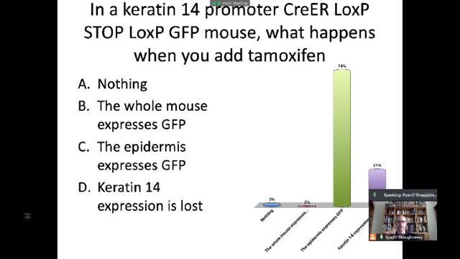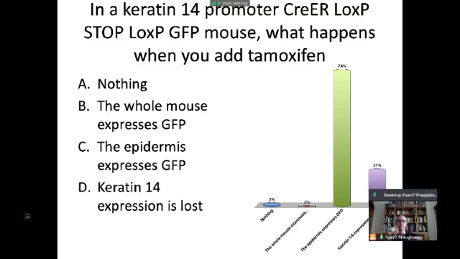So in the presence of that stop codon, GFP won't be translated. When we add the tamoxifen, the Cre-ER will cut at that LOXP, removing that stop, allowing GFP to be expressed. So that's what happens when we add tamoxifen.